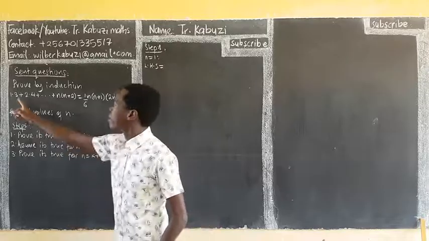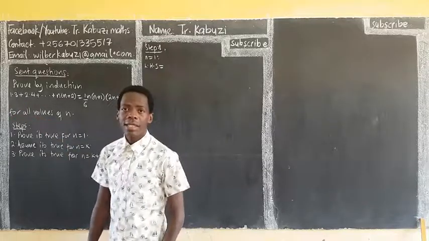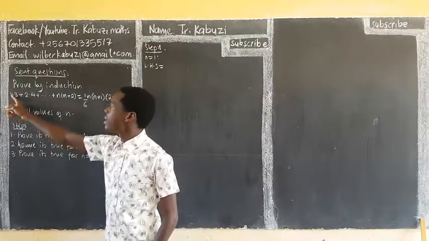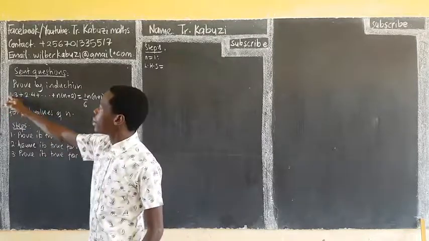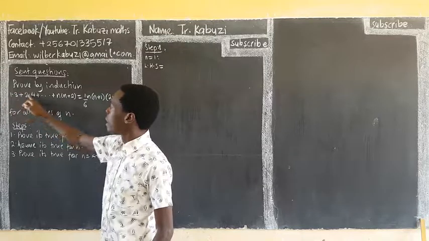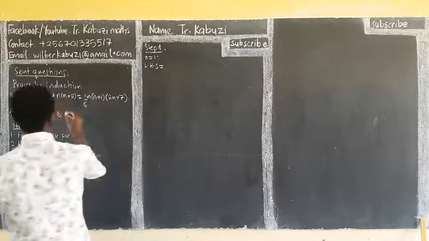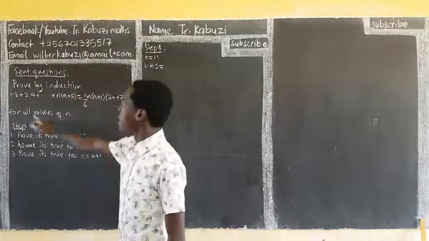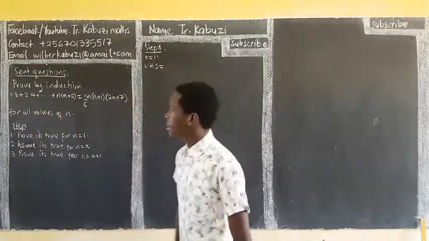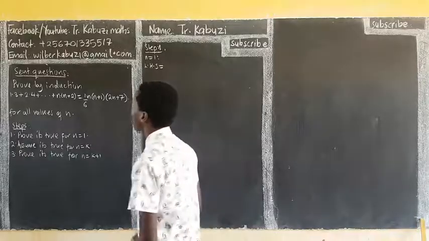Now, these ones are multiplication. It means this is 1 times 2, 2 times 4. So even here, this is times this times this. So these symbols imply that it's multiplication.